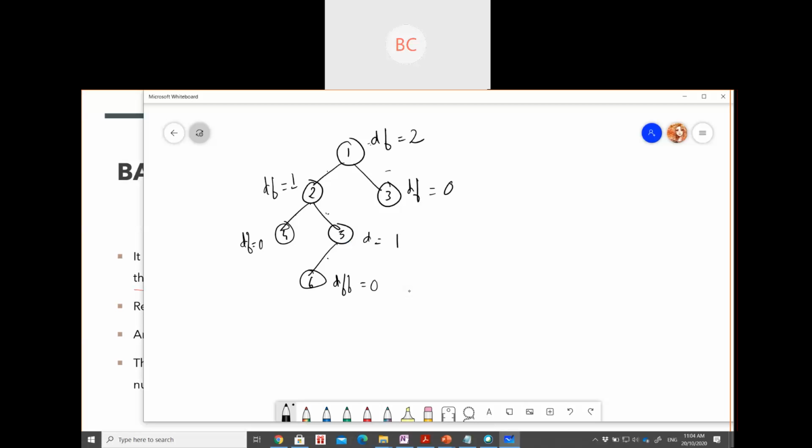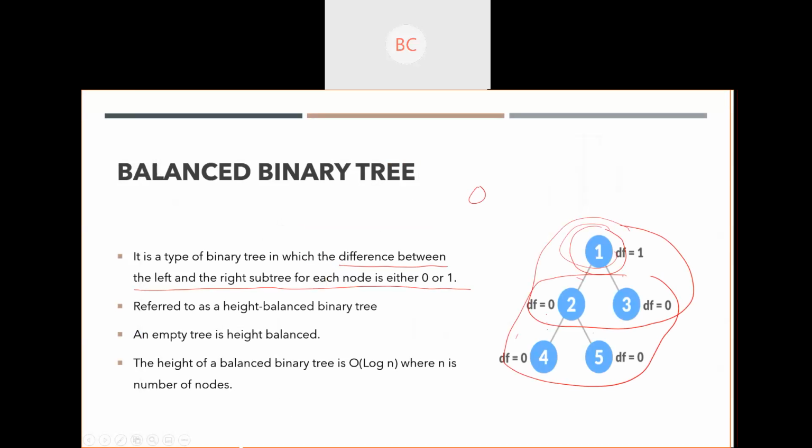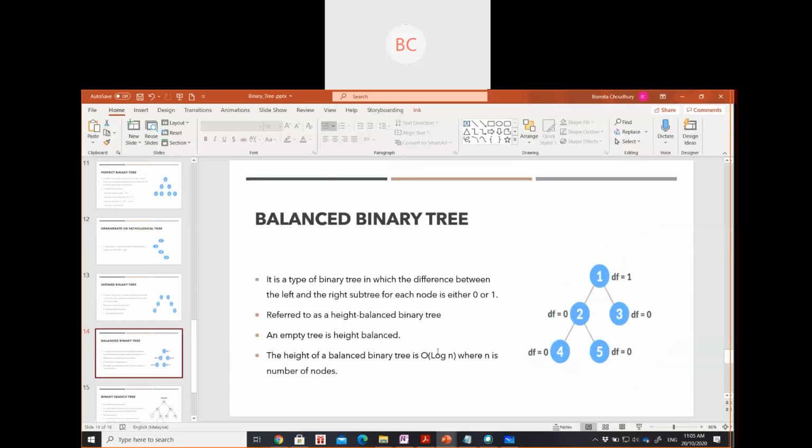So, you can see for this particular root node, difference is 2. That means this is not a height balanced tree. Correct? Difference should be either 1 or 0. That's strict for the height balanced tree. Okay, now if I just remove this node, suppose this node is removed, then it's height balanced. And in this case, your difference will be 2 minus 1, 1. Okay, is it clear, the height balance? The difference between the left subtree and the right subtree should be either 1 or 0, not more than that. Is that clear to everyone? Clear to everyone?